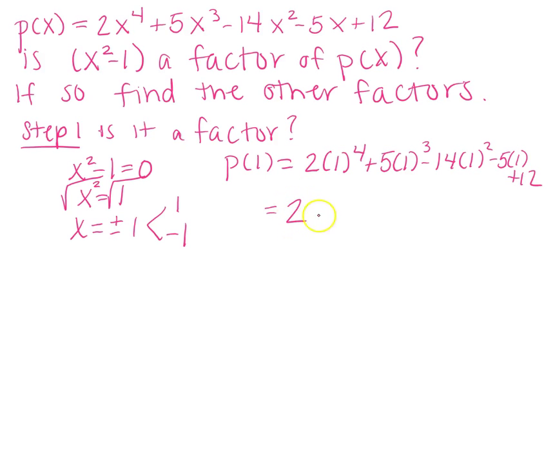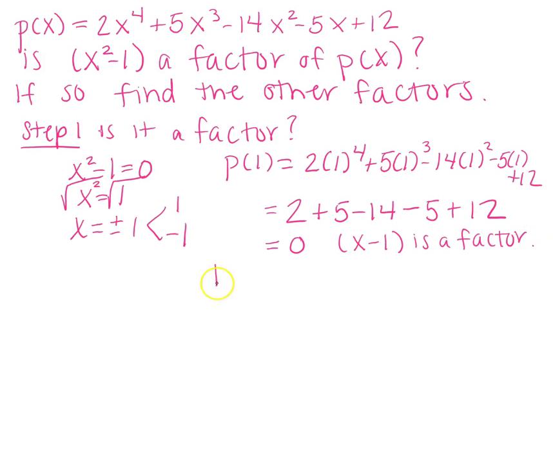So this just remains 2 plus 5 minus 14 minus 5 plus 12. And that results in 0. So this is a factor. So x minus 1 is a factor. Now let's try the other one. So I'm going to plug in negative 1.